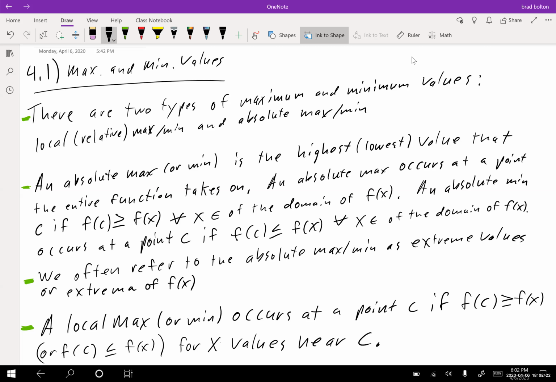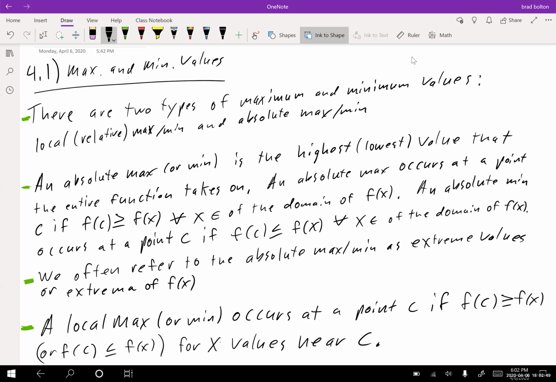We often refer to the absolute max and min as extreme values or extrema of f of x. So sometimes in your book or in the notes, I'll call them extrema. A lot of times they'll say absolute extrema. I have seen some books call it local extrema or relative extrema. I'm not sure if this book does or not, but in general, when you're thinking of extrema, you're normally talking about min and maxes and oftentimes absolute mins and maxes.